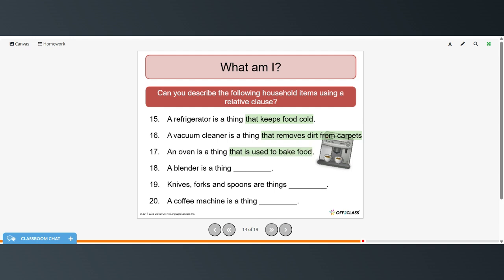A blender is a thing that mixes ingredients. Knives, forks, and spoons are things that we use to eat. And a coffee machine is a thing that makes coffee.